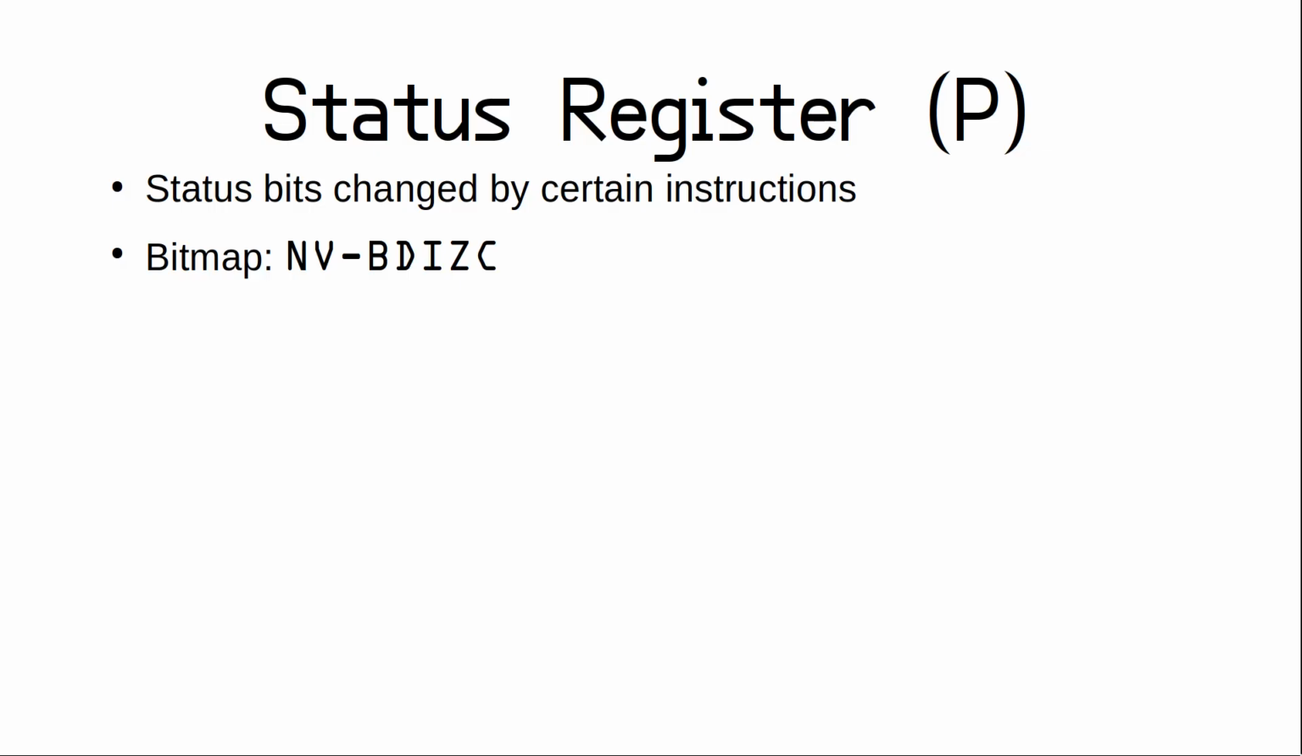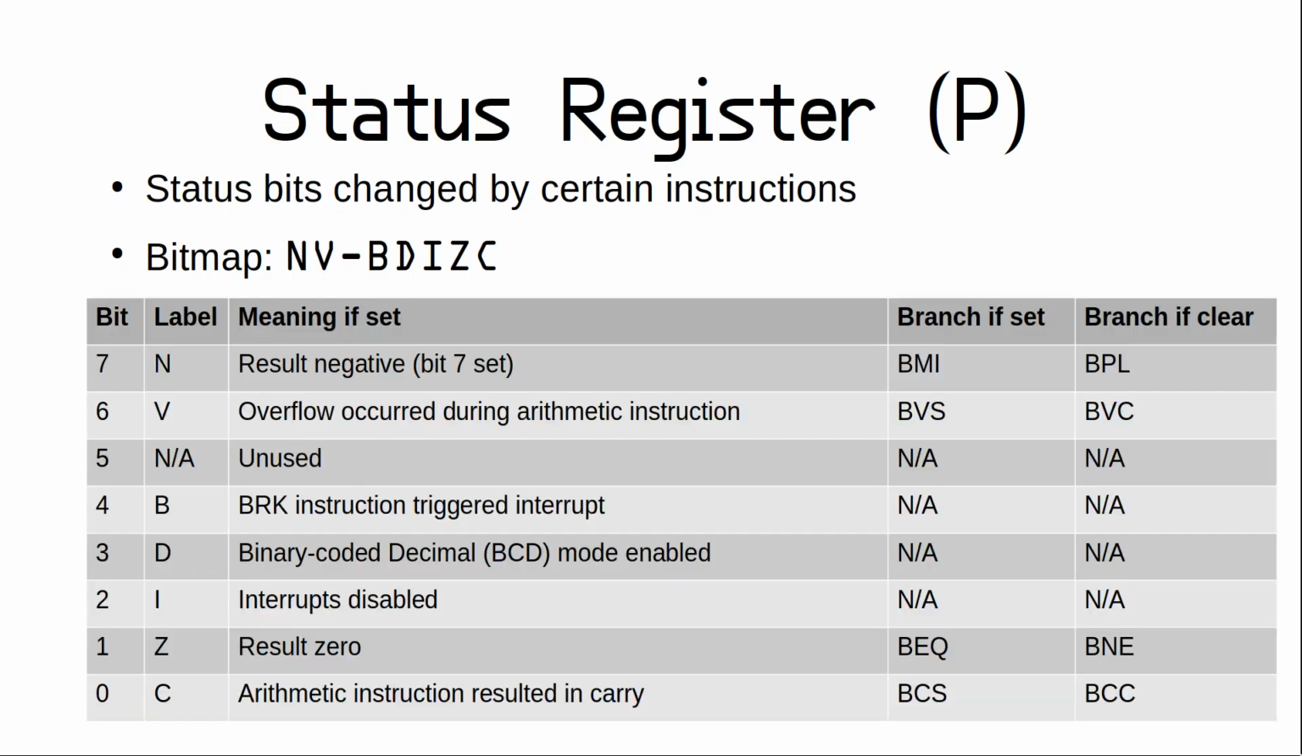In the first episode, we talked briefly about the status register, also known by the letter P for processor status. 7 of the 8 bits in this register are used to provide insight into the results of the most recently executed instructions. In this table, you can see the mapping of these bits to their meaning and which branch instructions use them. As you can see, only the top 2 bits, N and V, and the bottom 2 bits, Z and C, are used for branching.